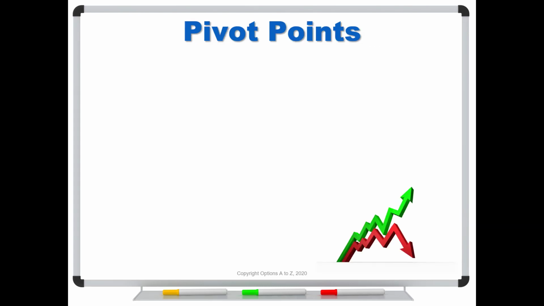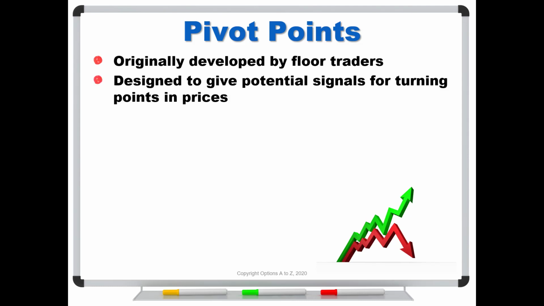Well, pivot points were originally developed by floor traders, and they are, like most technical indicators, designed to give potential signals for turning points in prices. Now, the first calculation that is done is what we might call a reference point or a baseline, and that's what they call the pivot point. So all of our support and resistance calculations hinge or pivot around this pivot point. So once we have that calculated, you will see support and resistance levels.